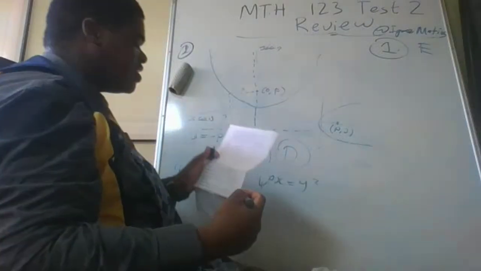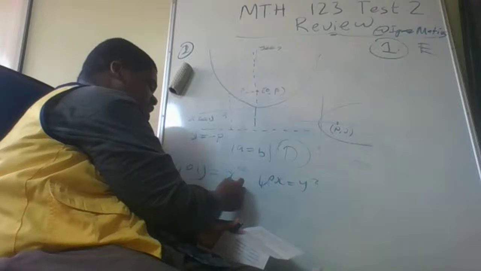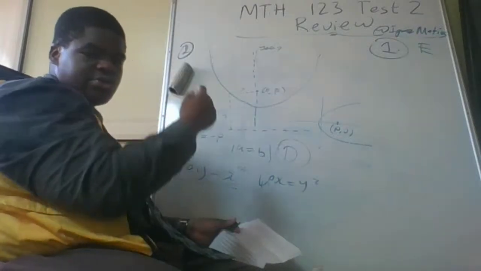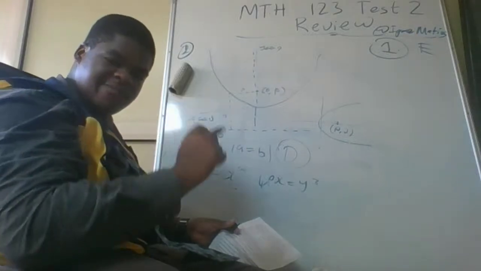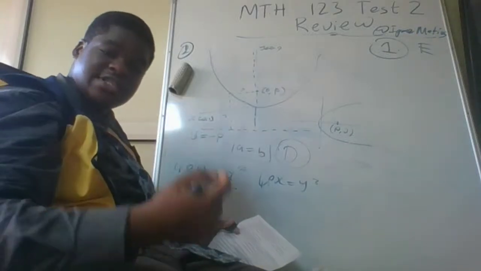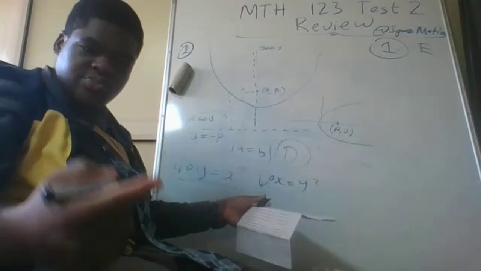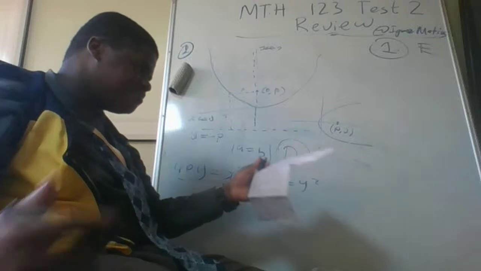Okay, I'll go over it again. The equation of a parabola is x squared is equal to 4py. Remember, when it's x squared, it's going to curve up or down. If p is positive, it's going to curve up. If p is negative, it's going to curve down. If it is y squared, it's going to curve left or right. If p is positive, it's going to curve right. If p is negative, it's going to curve left.